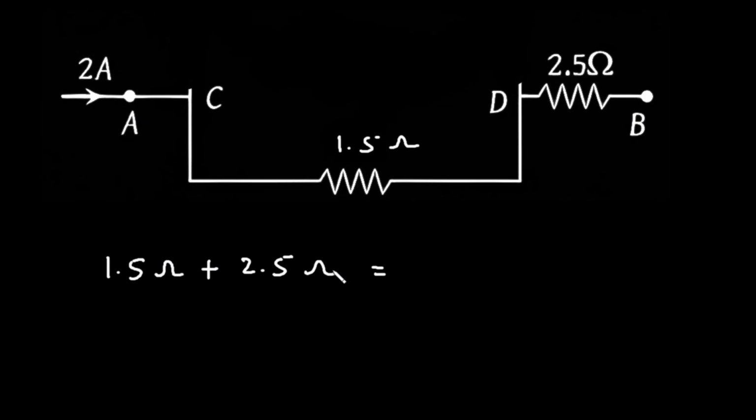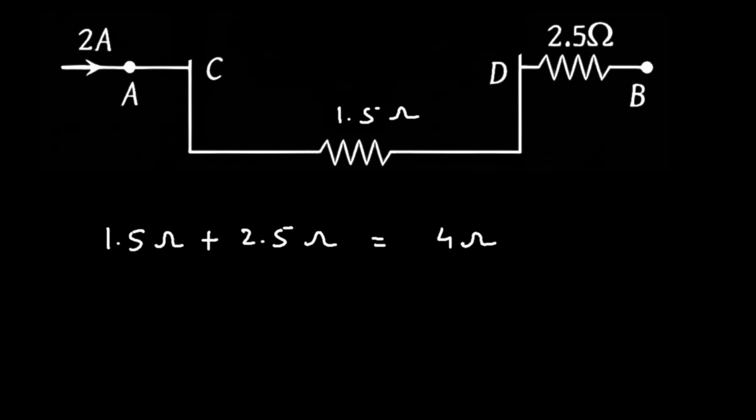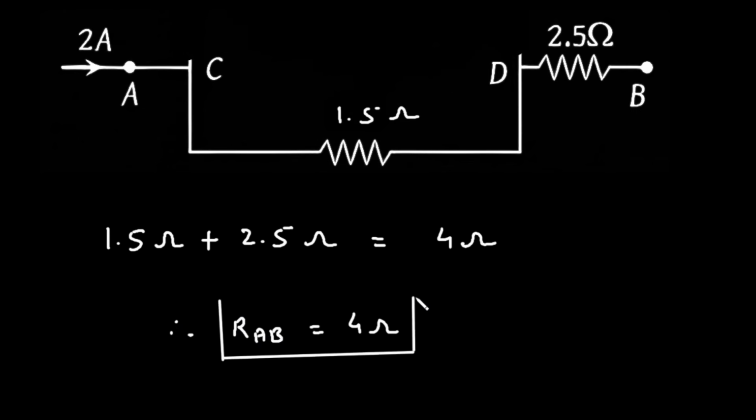So it will be 4 ohm. So therefore we can say RAB is equal to 4 ohm, and this is how we can solve these types of problem.